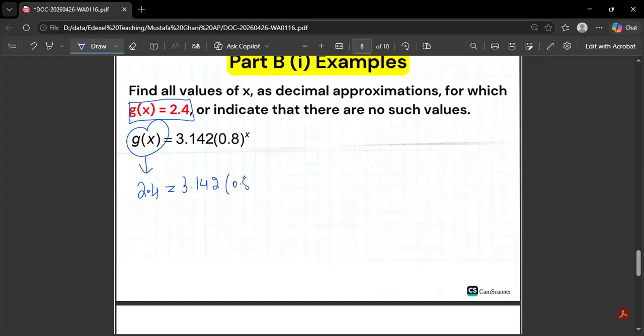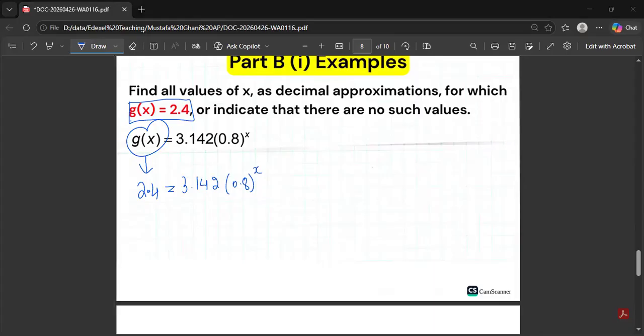Now, 3.142 times 0.8 to the power x. How will you solve it to get the value of x, because this question is asking for the value of x? Sir, can we move 3.142 to the other side, to the denominator? Yes, we have to move the 3.142 to the denominator side. This is what we can do.